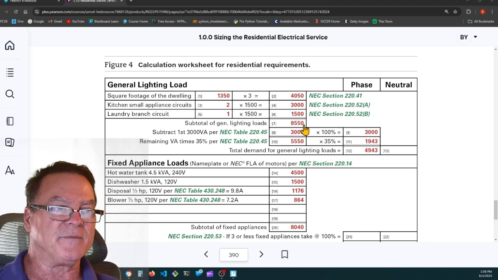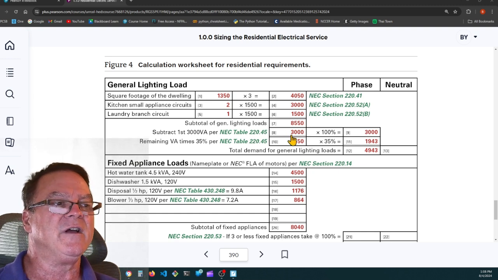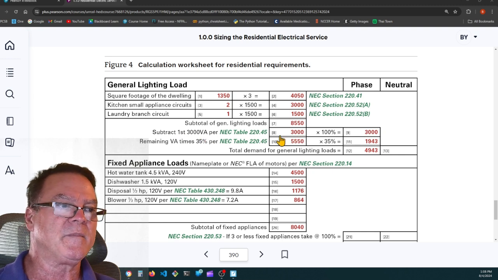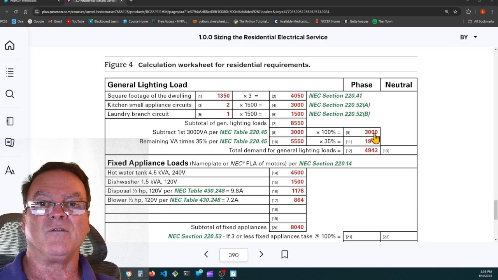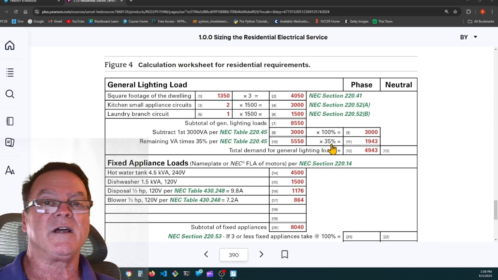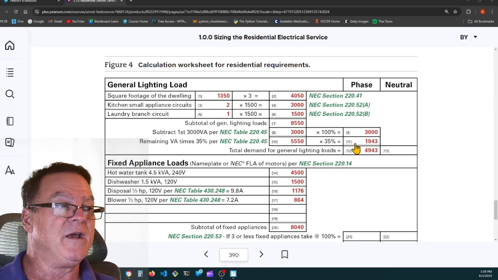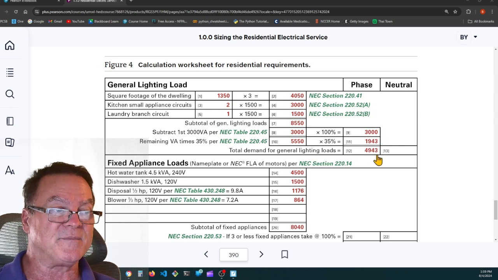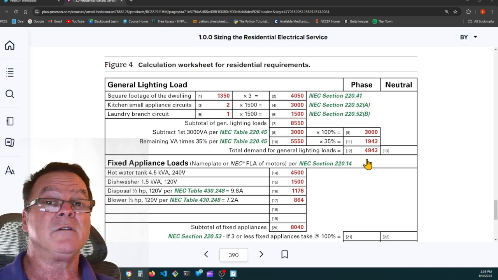8,550 volt amps. But remember, they went to Table 220.45. They took the first 3,000 volt amps at 100%. So that's 3,000 volt amps. The remaining 5,550, they multiplied times 35%, which gave them 1,943. And then when we add those together, we get 4,943 volt amps. So that's our load so far.